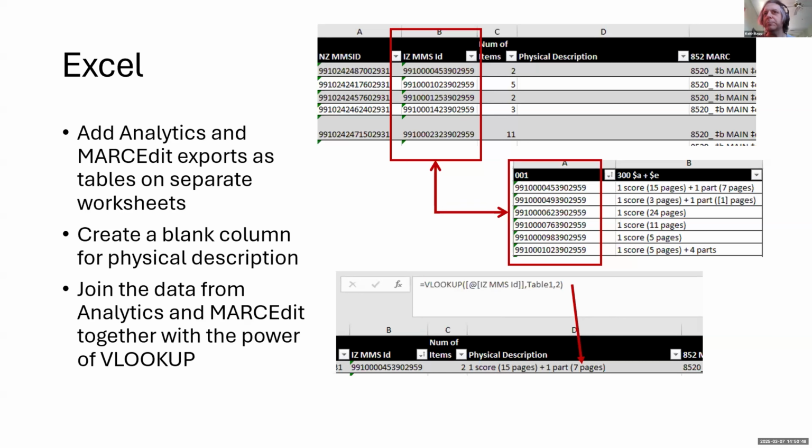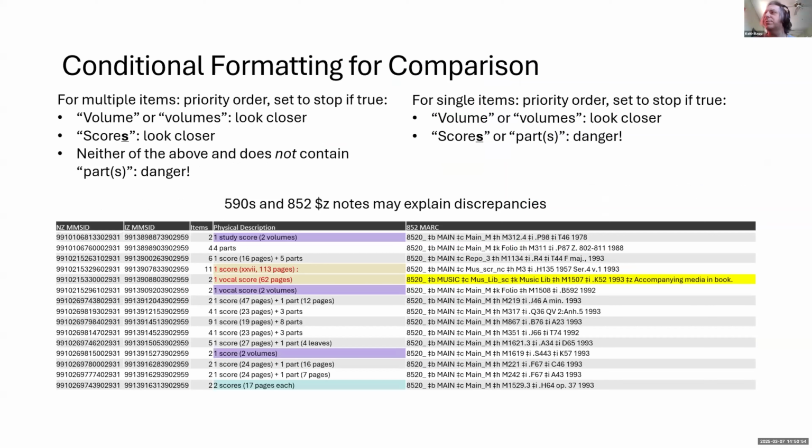So to make the comparison easier, I then set up various conditional formatting rules in a priority order set to stop if true to highlight various situations. So for multiple items, if it says volume or volumes, that's worth a closer look because anything could be going on in that situation. If it says scores plural, that deserves a closer look. And if neither of the above is true and the physical description does not contain any version of the word part, that's a clear danger sign.